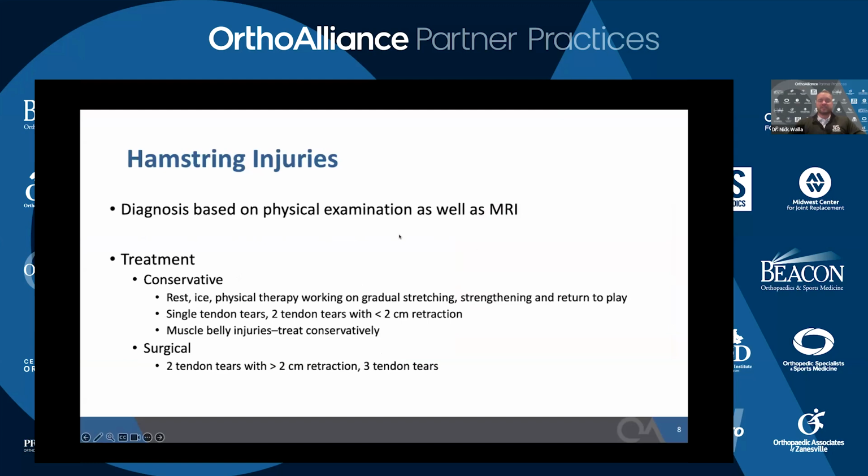So for the diagnosis, physical examination, and then we will typically get an MRI if we're concerned about the tendon pulling off the bone, not so much for the muscle belly injuries. But again, we'll start for the most part with conservative management, especially for the muscle belly injuries, with rest, ice, physical therapy, working on some gradual stretching of the muscle group, and then eventual strengthening and returning back to play.